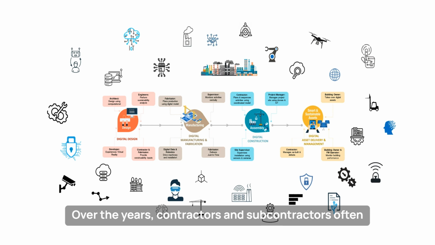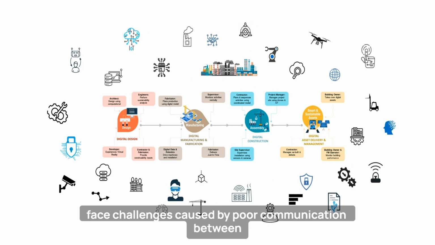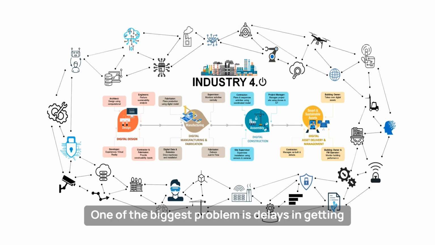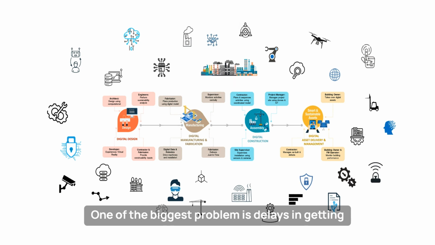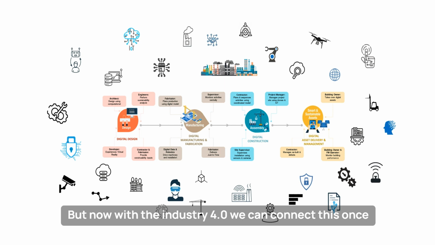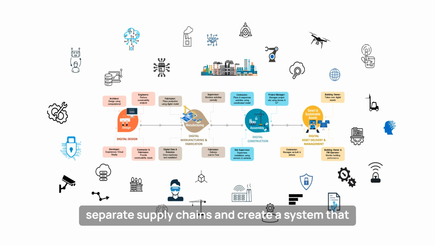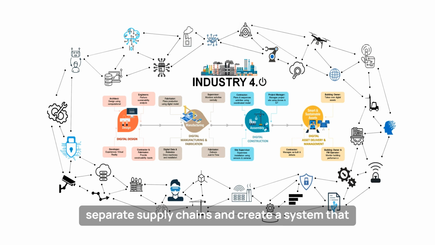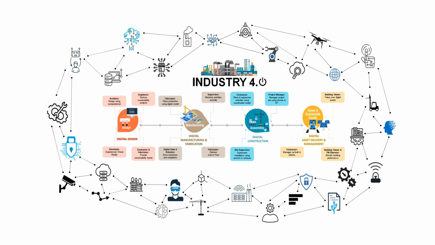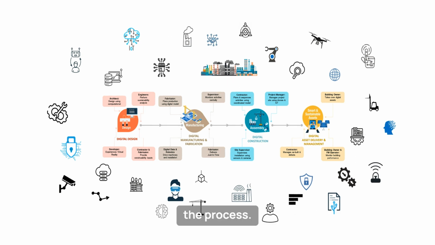Over the years, contractors and subcontractors often face challenges caused by poor communication between them. One of the biggest problems is delays in getting equipment and materials to the job site. But now, with Industry 4.0, we can connect these separate supply chains and create a system that everyone can see and work with. This will make things smoother for everyone involved in the process.